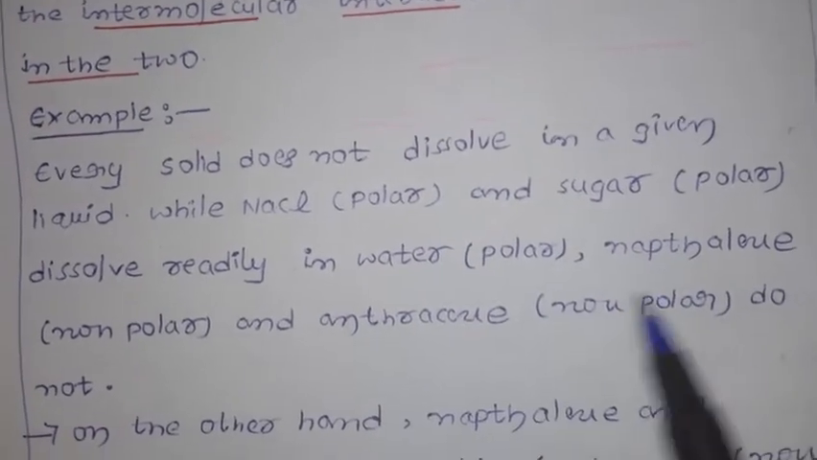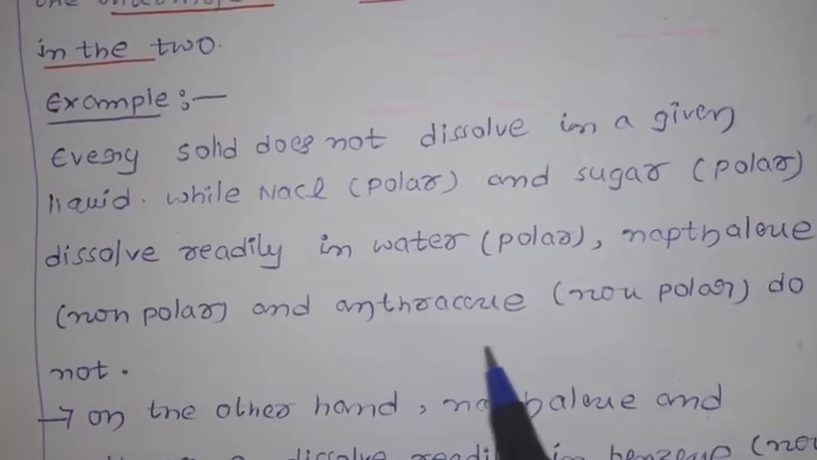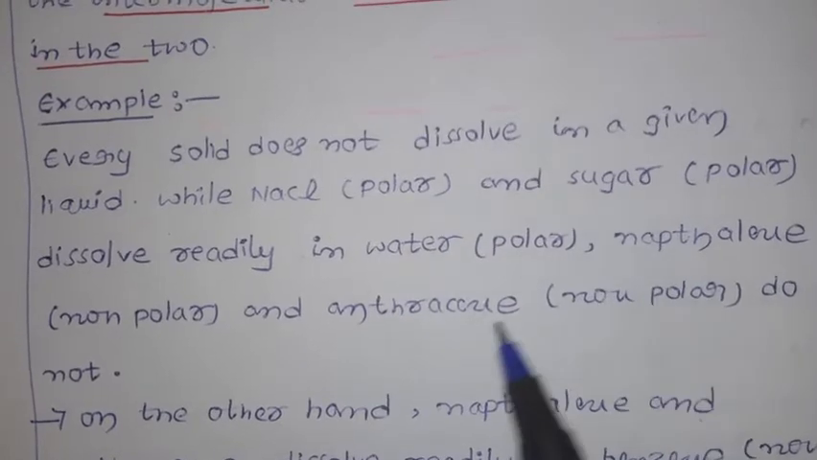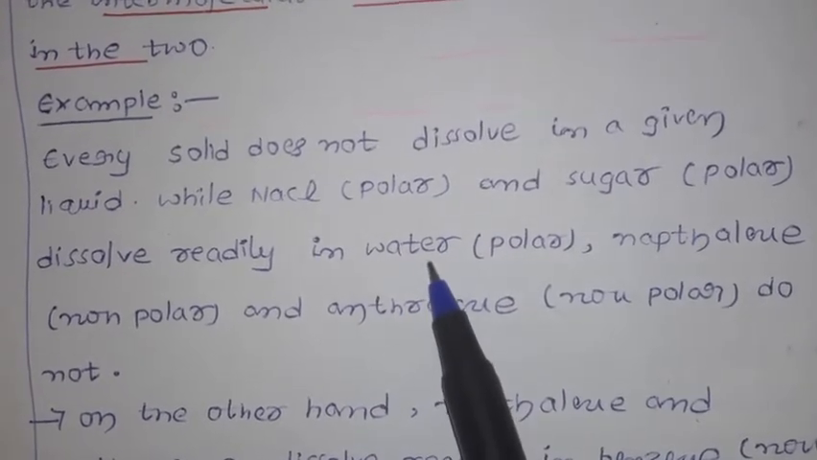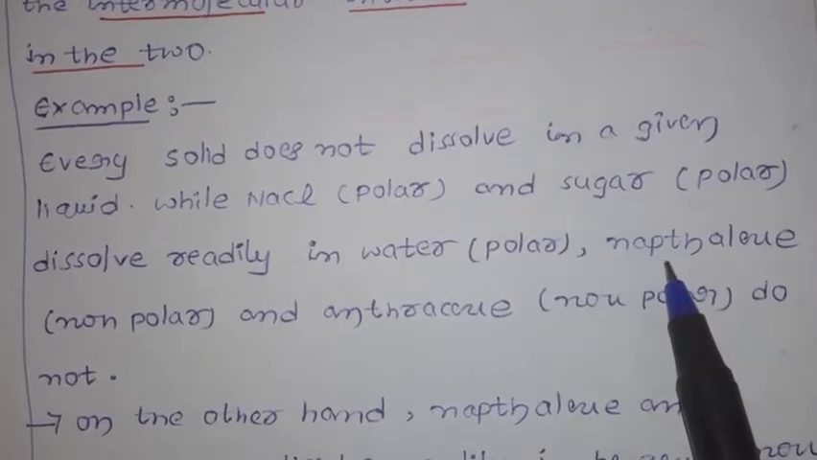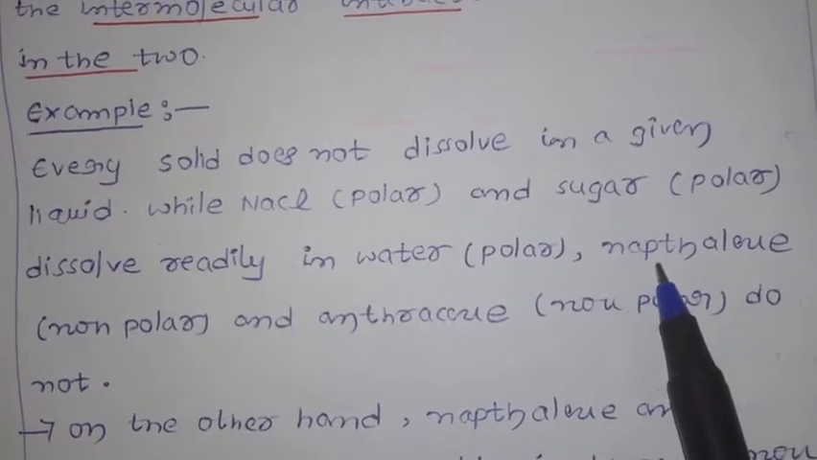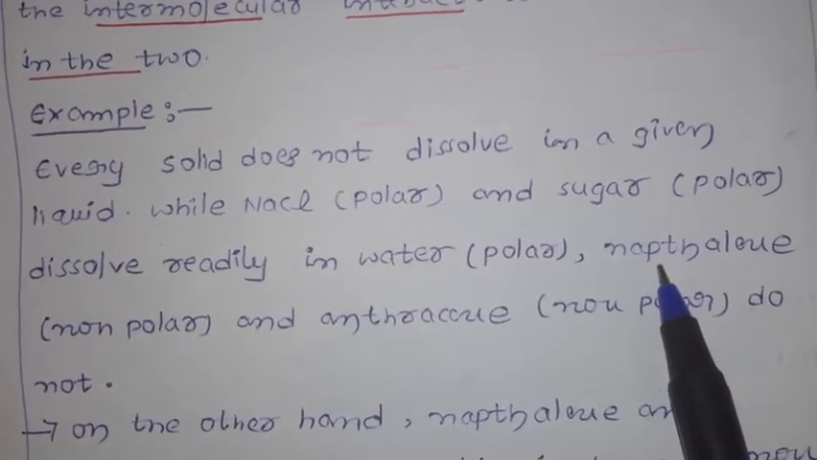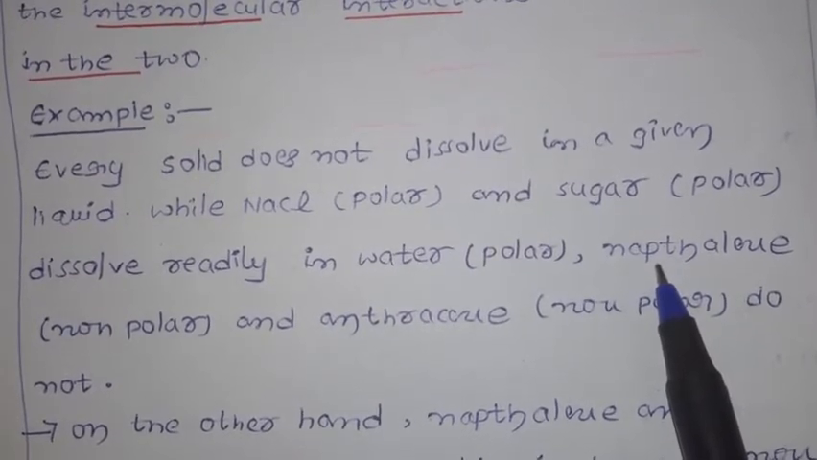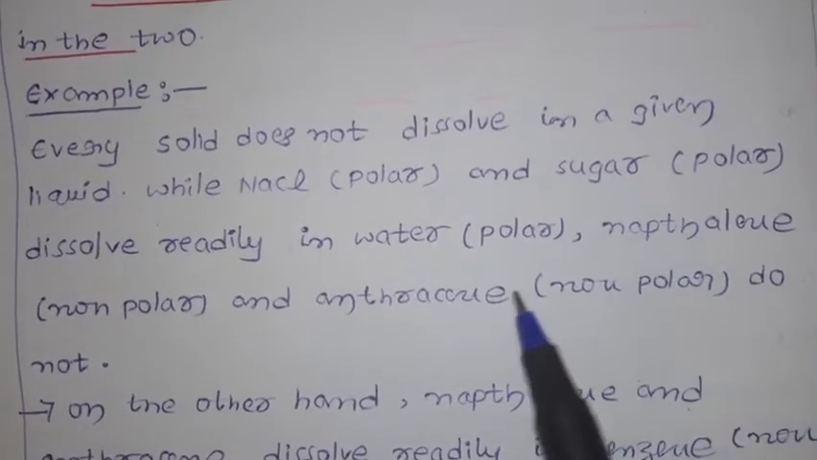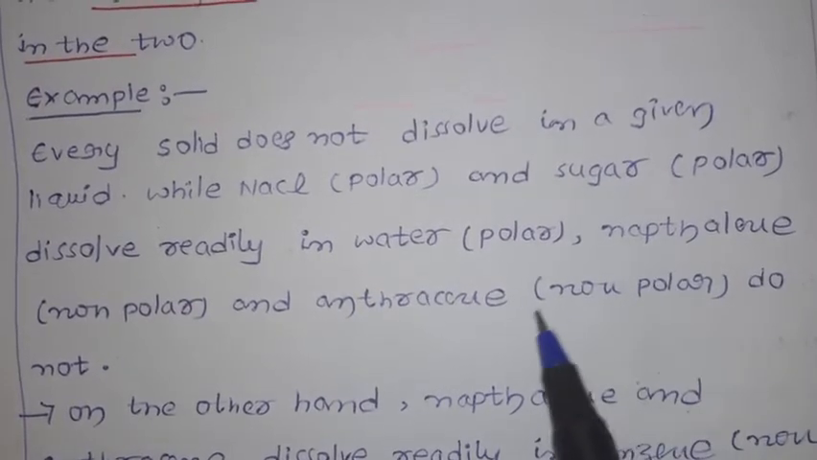But naphthalene is non-polar, and anthracene is also non-polar, so naphthalene and anthracene do not dissolve in water. You can see the best example: we generally use naphthalene balls and throw them in the sink or washrooms. What happens? They do not dissolve. If they dissolved, they would disappear immediately, but you know very well they do not dissolve, because the interactions do not match.